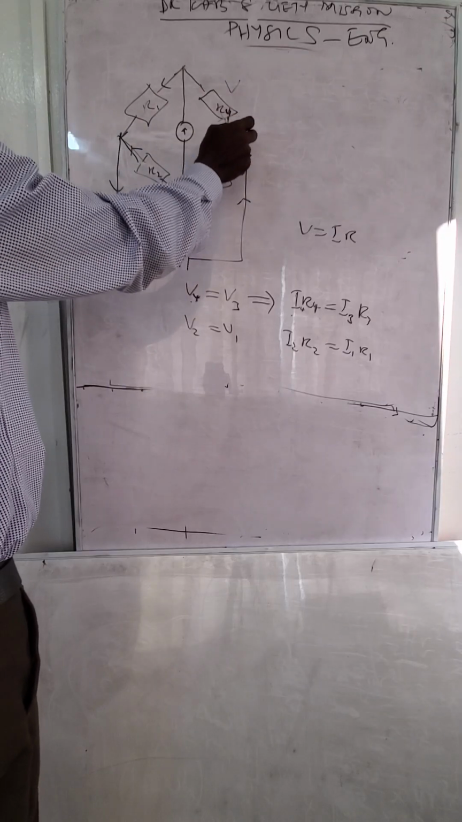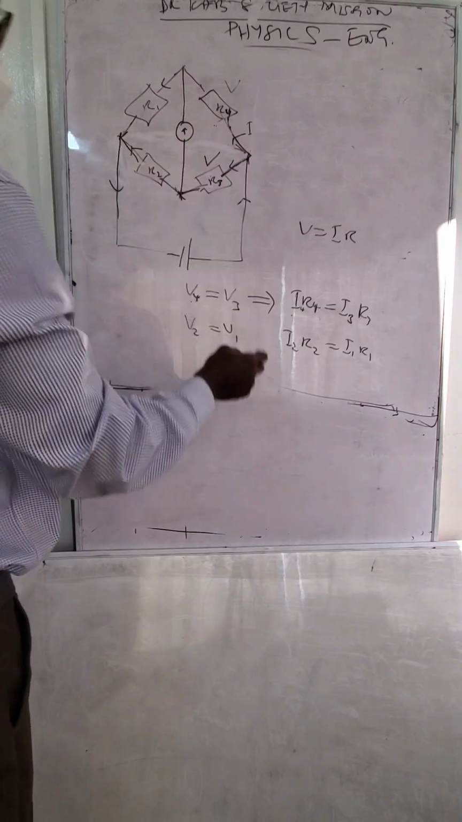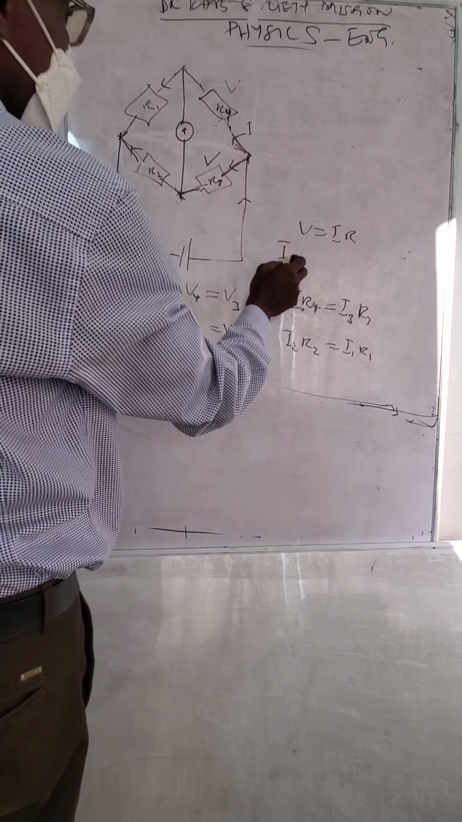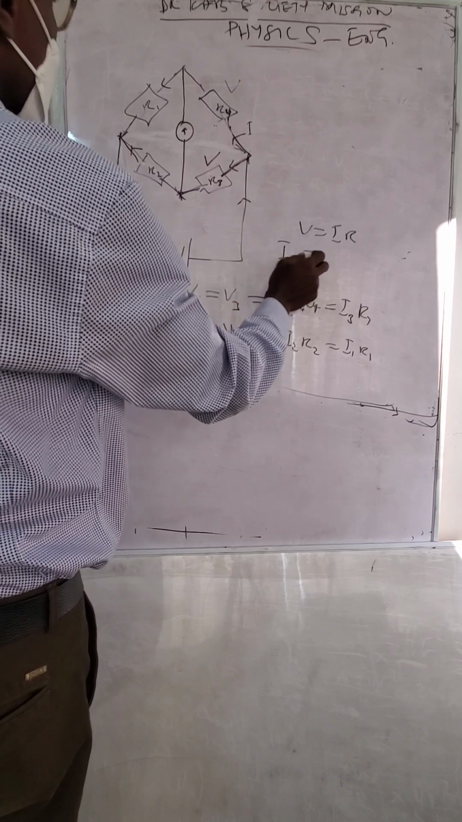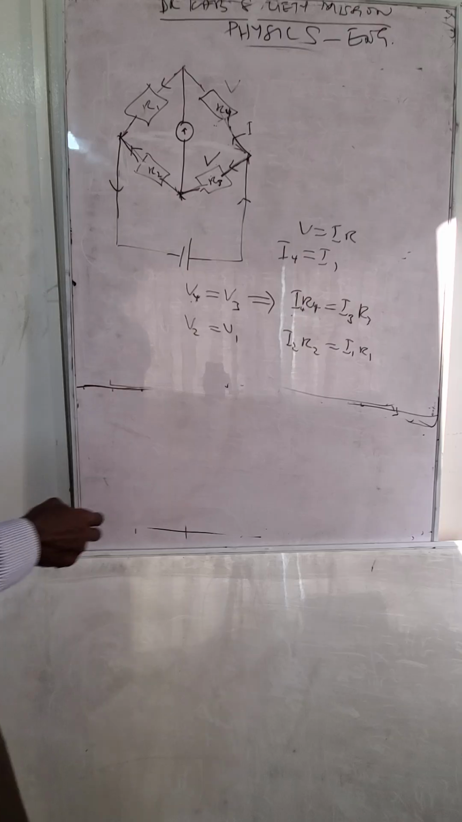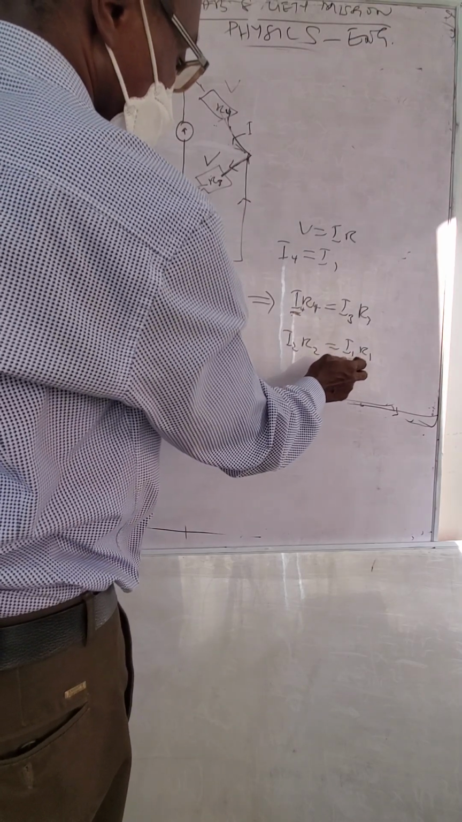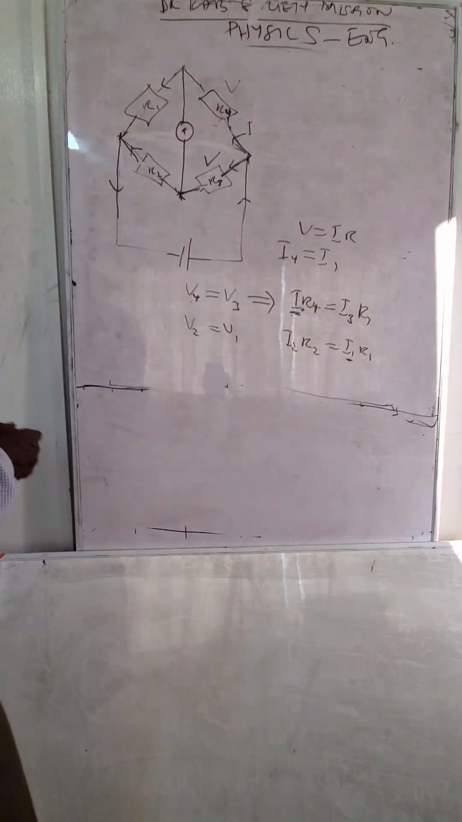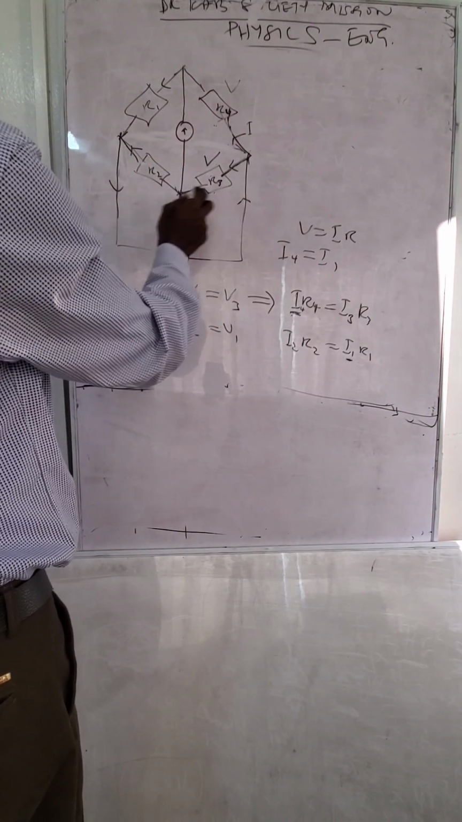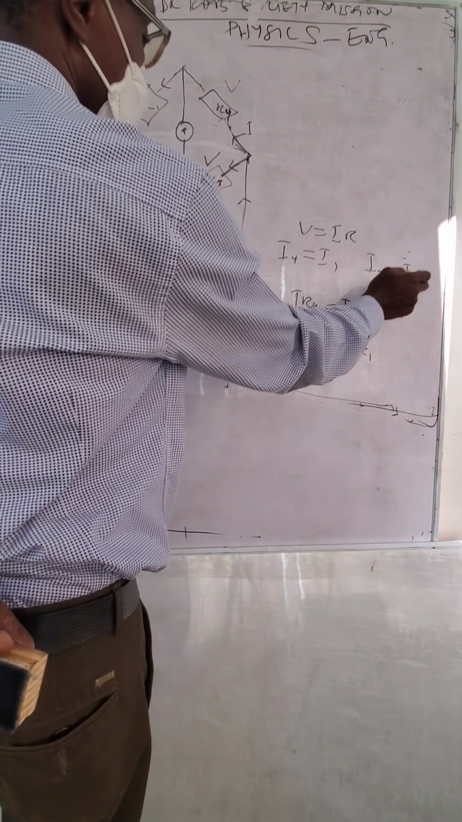Then in that case, this I is what comes out here, the same thing I. So in that case, I4 becomes equal to what? I1. I4 becomes the same as I1, and the same thing follows: I3 becomes the same as I2.